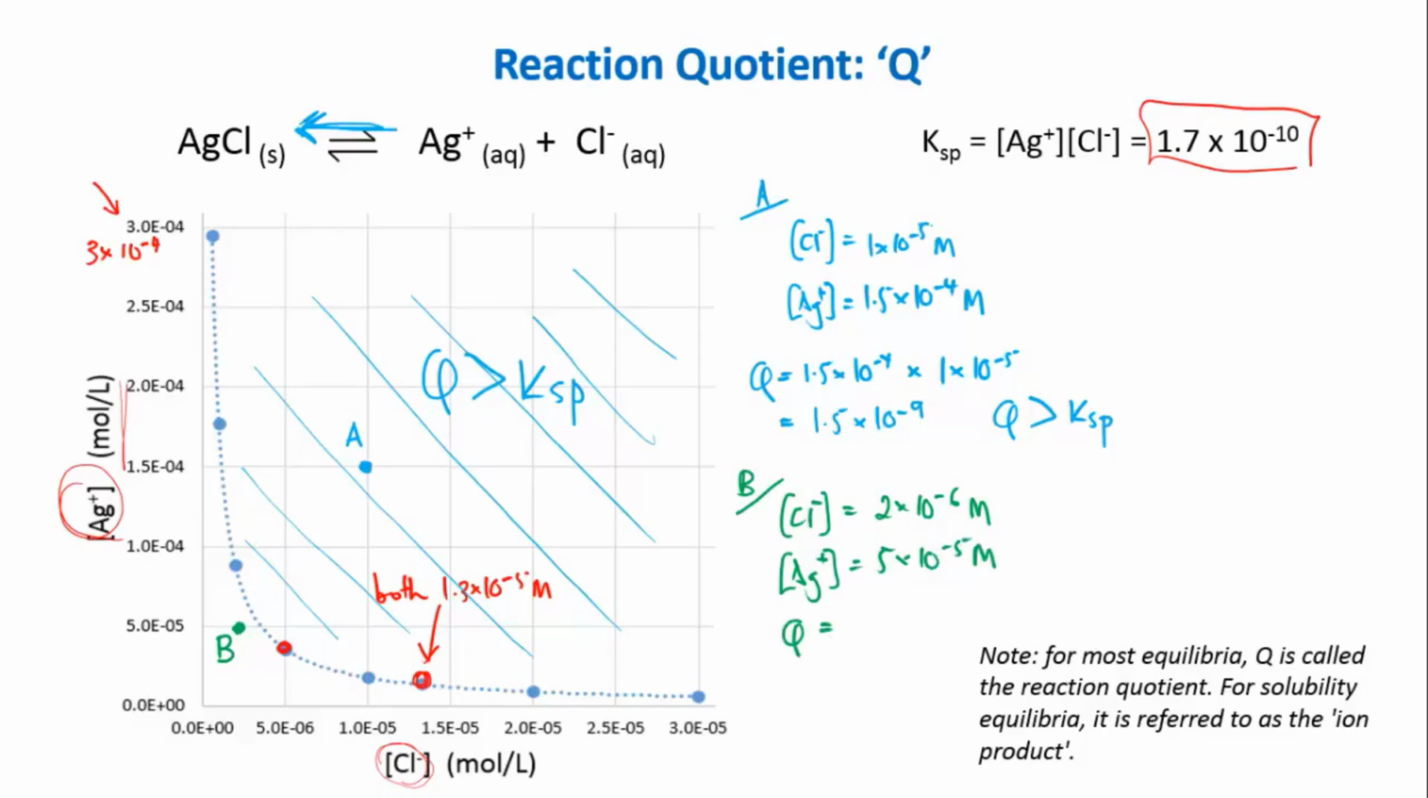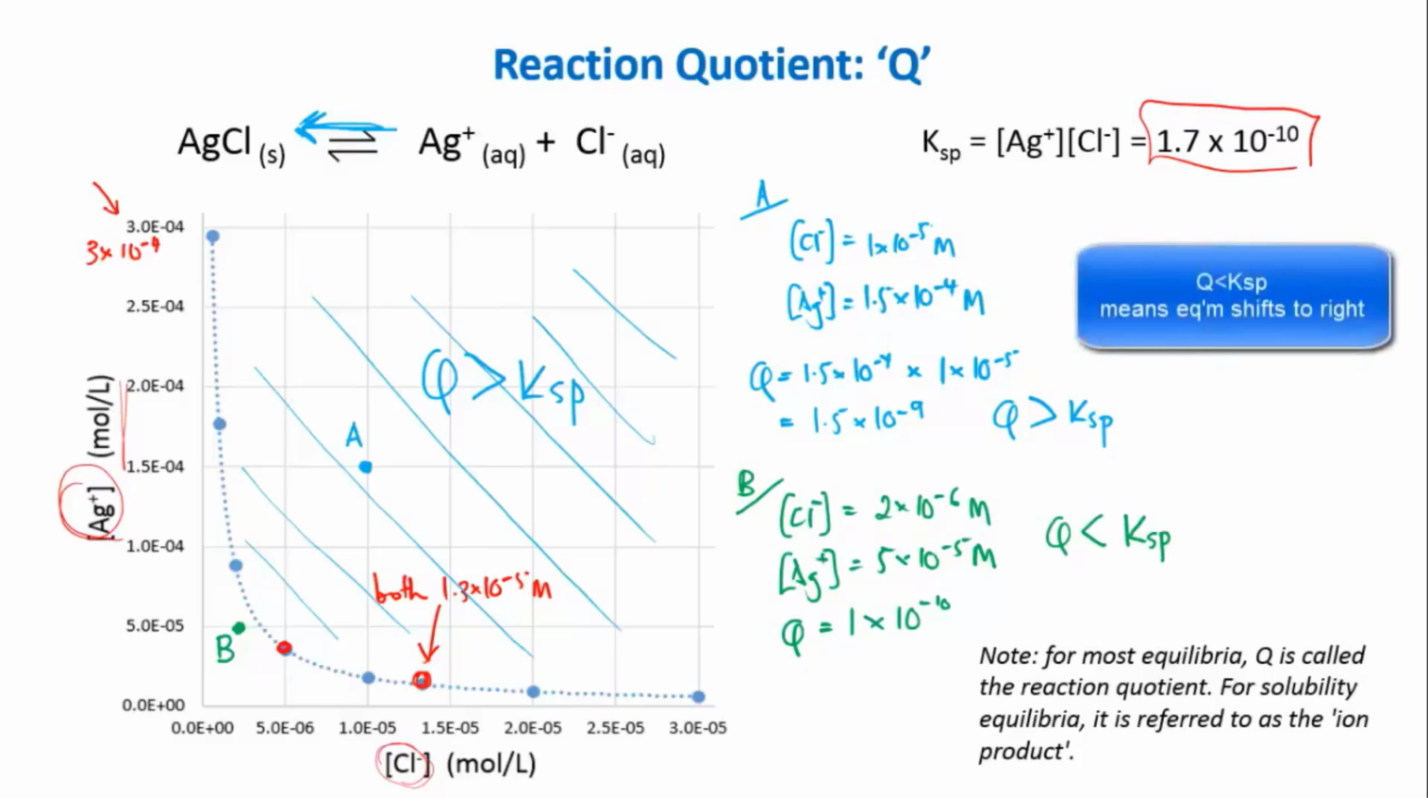We evaluate Q by sticking those into the equilibrium expression, and we get a value of 1 times 10 to the minus 10. And you can see this is slightly lower than the KSP of 1.7 times 10 to the minus 10. So in this case, our Q is less than KSP. This means that we don't have enough products. Our concentration of products is too low. So the way that the system regains equilibrium is to dissolve some of the solid to produce more dissolved ions, to produce more products.